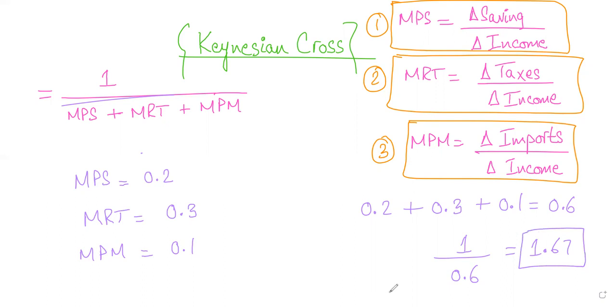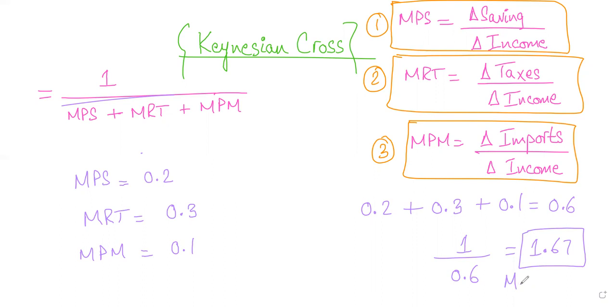So if the multiplier effect is 1.67, what does that mean? That for every one additional dollar of injection, which can be investment, government spending, or exports, your GDP will overall increase by how much? Students, are you getting my question?